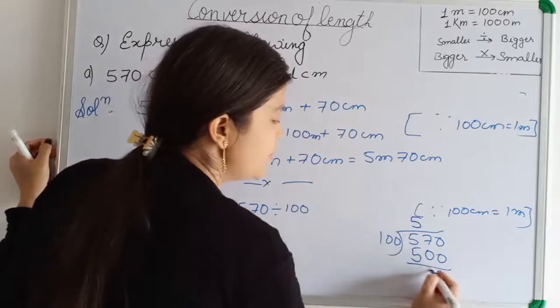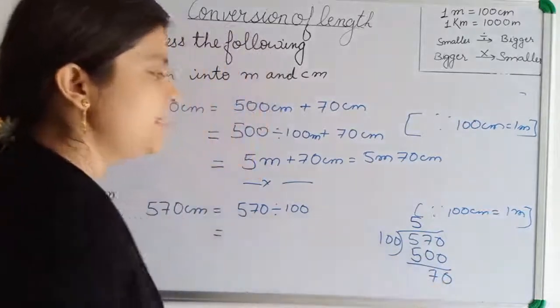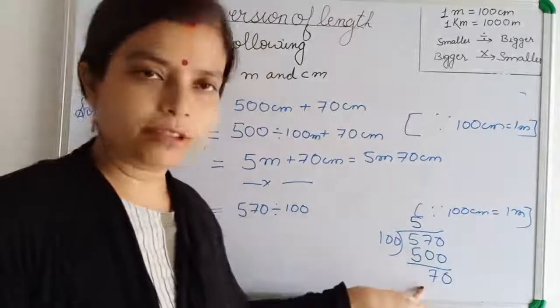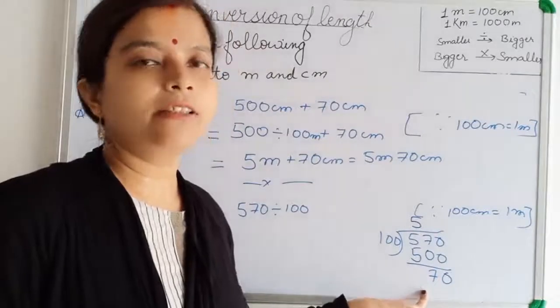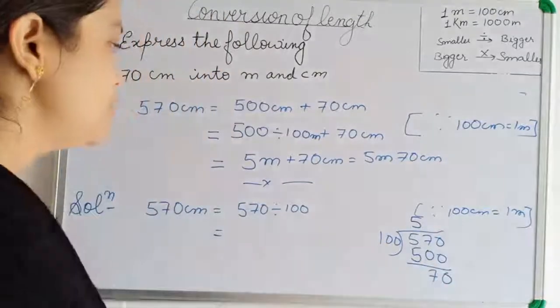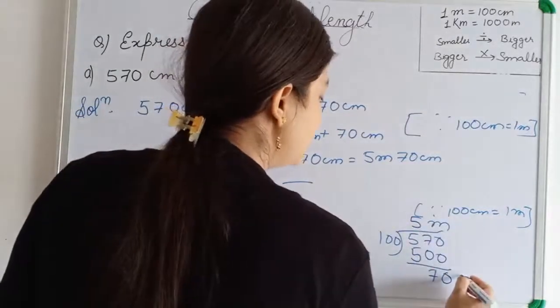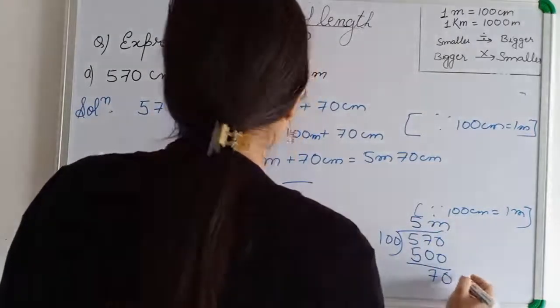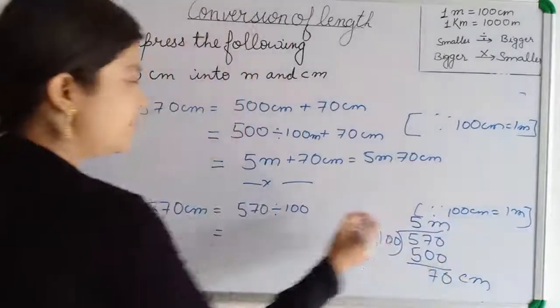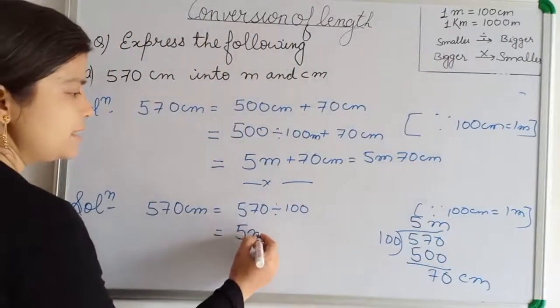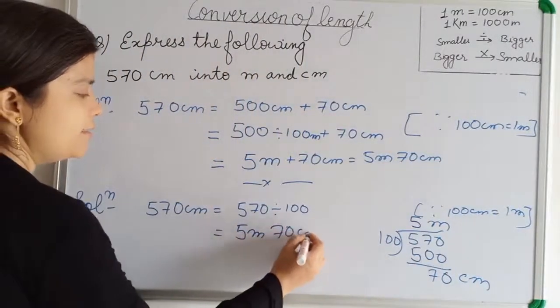Okay. Now we will subtract. We will get remainder 70, which is smaller than 100. So we can't divide it. So it is the remainder. So what will be the quotient? That will be meter, and what is the remainder? That will be centimeter. So we can write here simply 5 meter 70 centimeter.